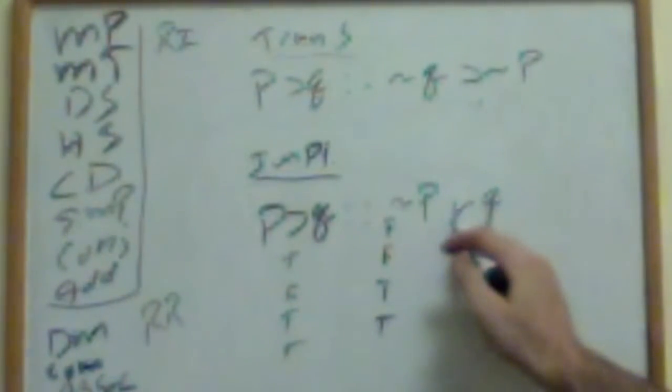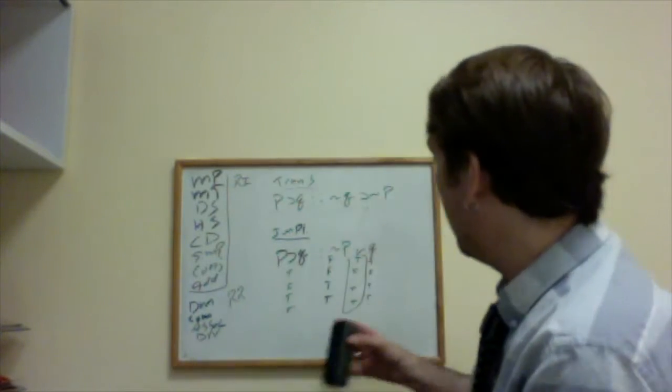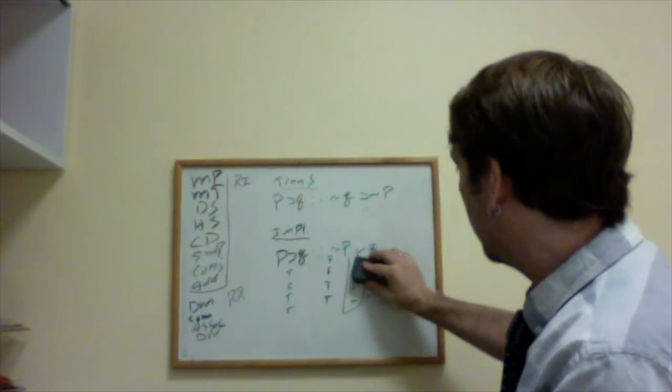false, true, false. We compute the value for the wedge operator here. And as long as one or the other of them is true, the whole statement is true. If they're both false, the whole statement is false. So here we have false, true. One of them is true, makes it true. False, false, that makes it false. True, true, that's true. True, true, that's true. And again, you can see they have exactly the same truth values. So these statements are logically equivalent to each other.